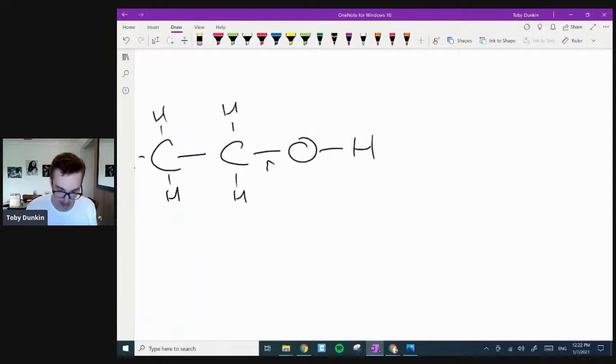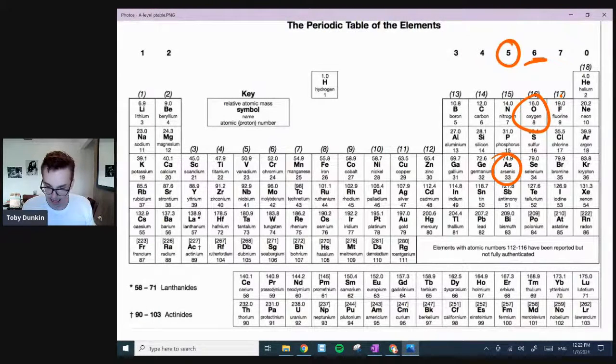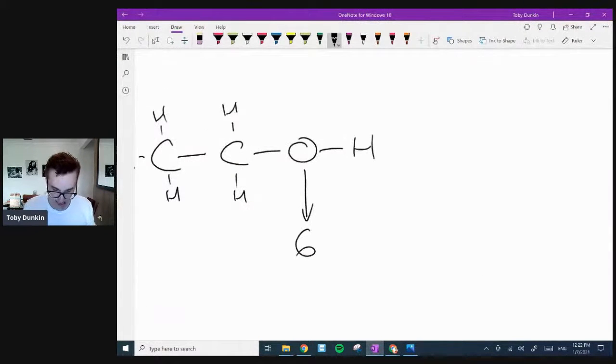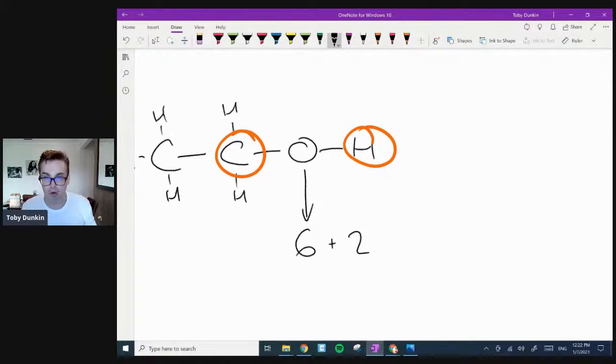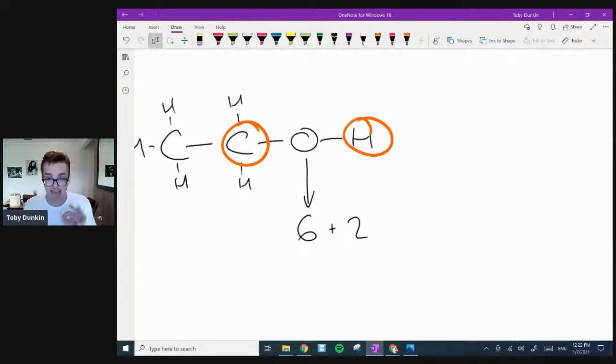Step 1, find the central atom. What group is it in? It's in 6. Step number 2, add on the attachments. How many attachments does oxygen have? It's got 2. Taz, take this method. It's amazing. Were you taught the dot and cross method? You want to blow your brains out every time you get a shape question. Kill me now.